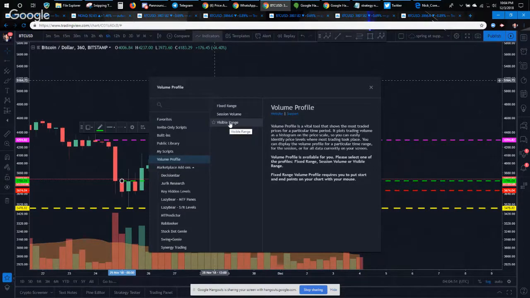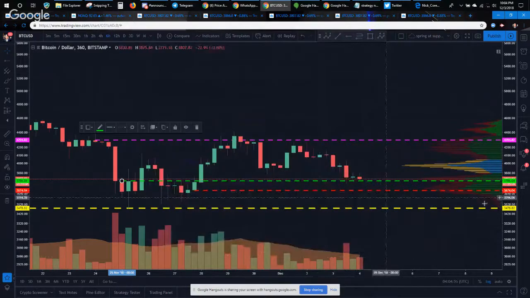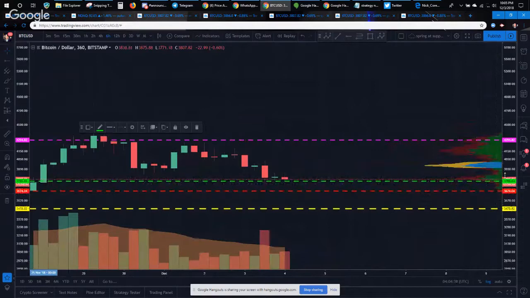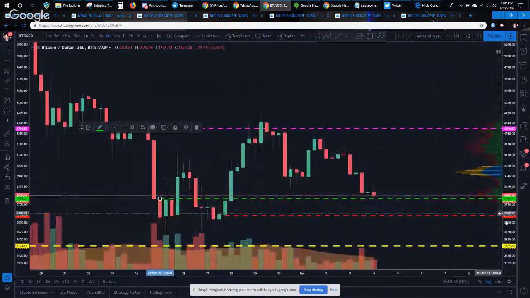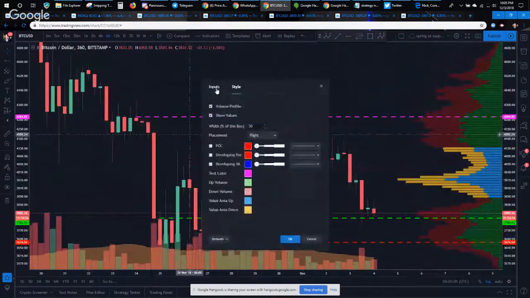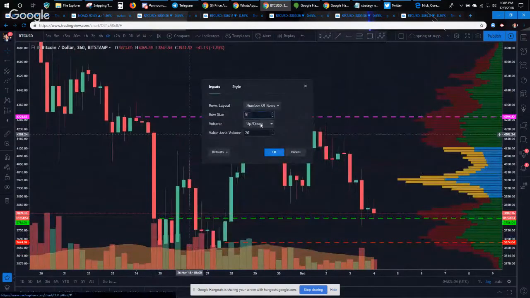And we'll go with visible range. And we can see here that there's pretty massive support off of this volume indicator. If I can zoom that in for you guys. As a matter of fact, let's change the settings on this. Let's go down to 50.